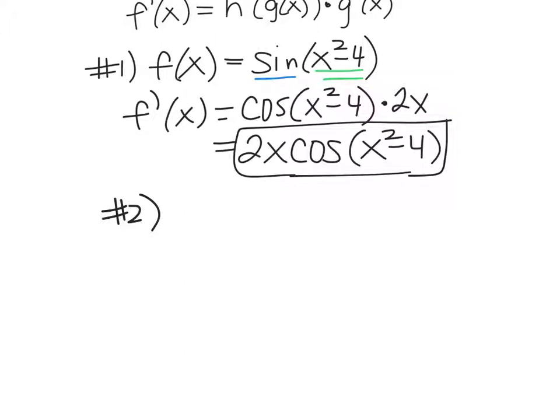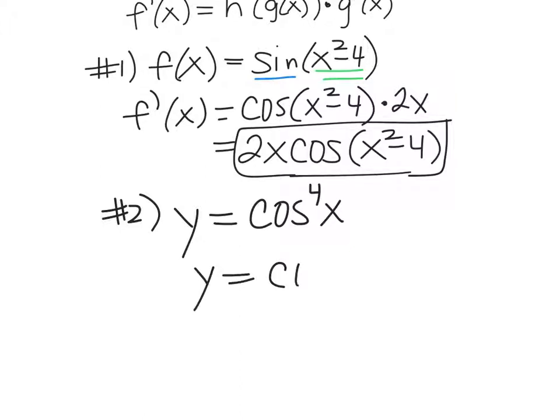All right, number 2. Let's try this one now. Ooh, here we go. You ready for it? Y equals cosine to the 4th x. Okay, you might want to rewrite this like this. This is the same thing as cosine x to the 4th. Do you all agree with that? You learned that in trig, hopefully.